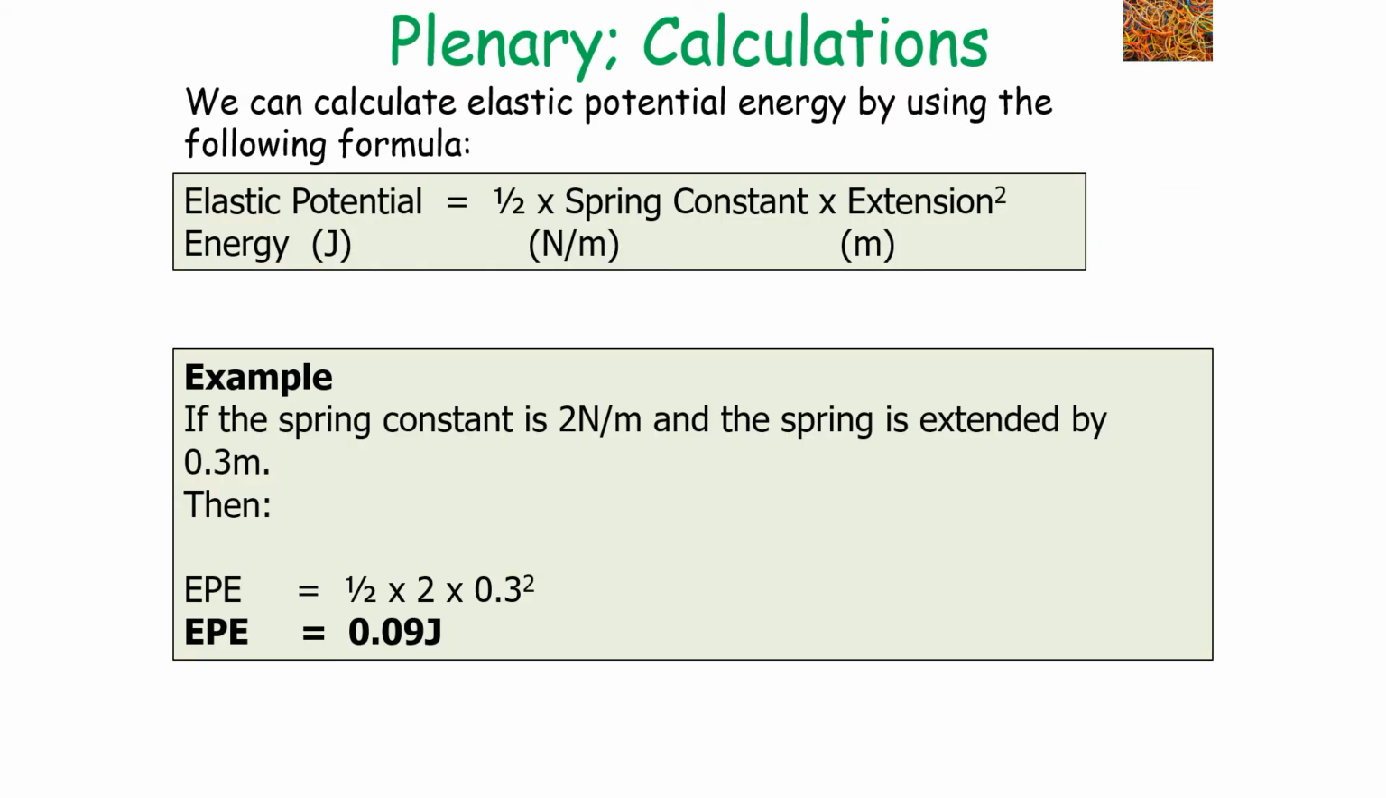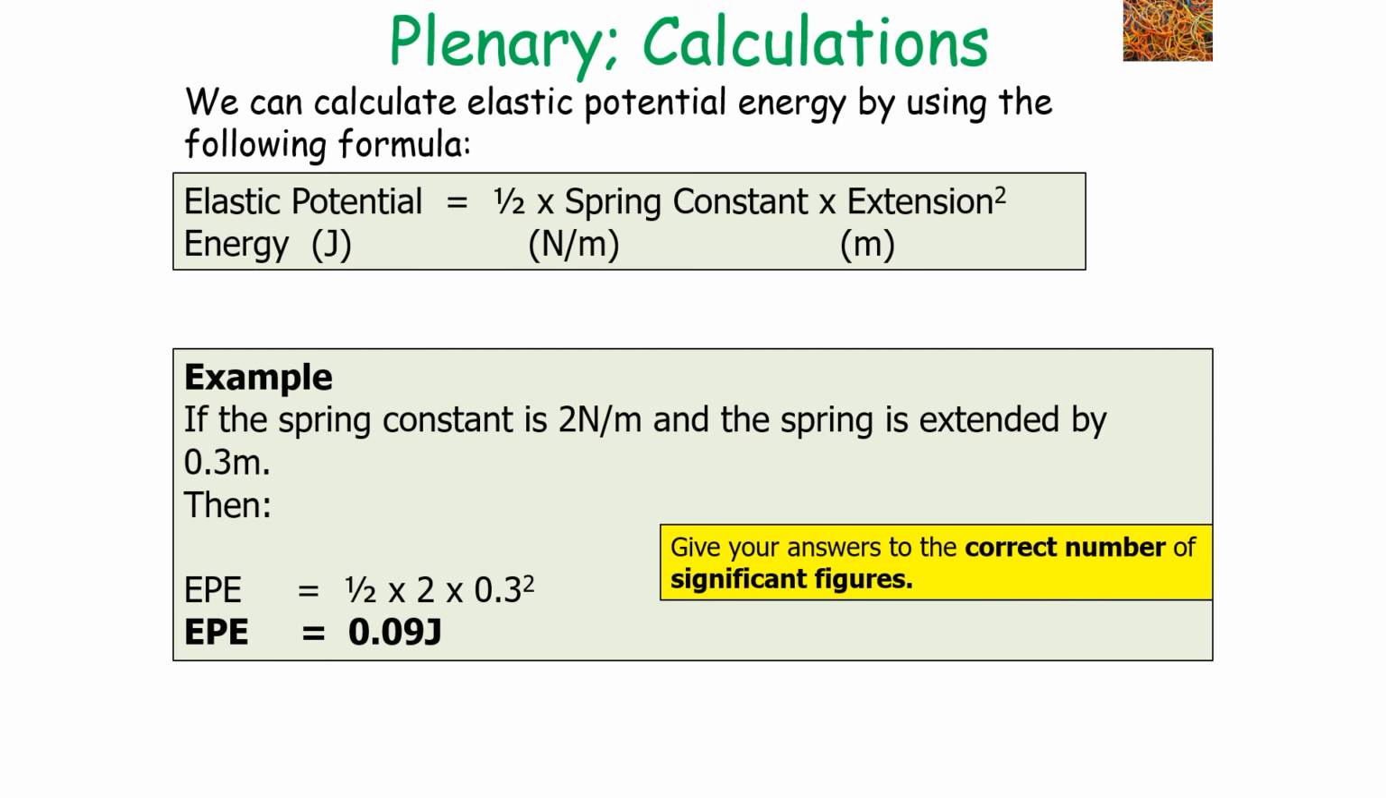Let's look at how we use this formula. Elastic potential energy stored is equal to a half times spring constant times extension squared. If the spring constant was 2 newtons per meter and the spring is extended by 0.3 meters, then the elastic potential energy is equal to a half times 2 times 0.3 squared, which when we put into our calculator is 0.09 joules. Please remember to give your answer to the correct number of significant figures and with the correct units. This calculates the work done in stretching an elastic object, so the work done in extending this spring will be 0.09 joules.